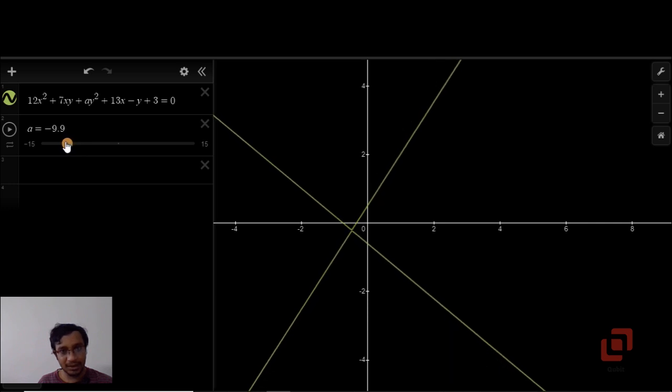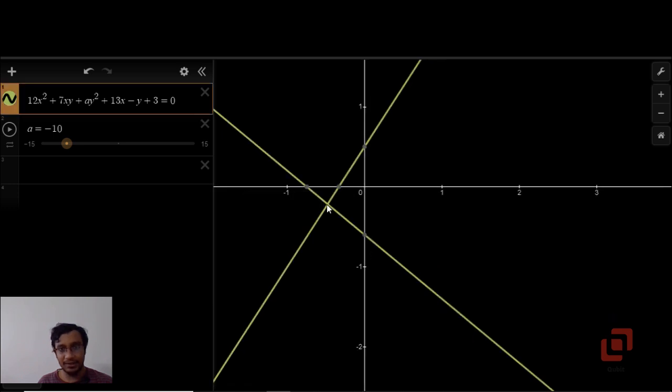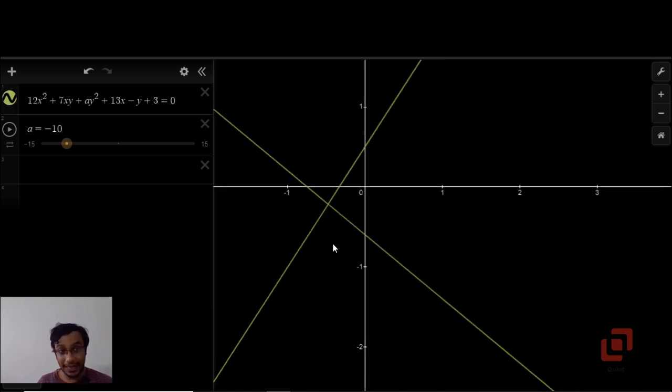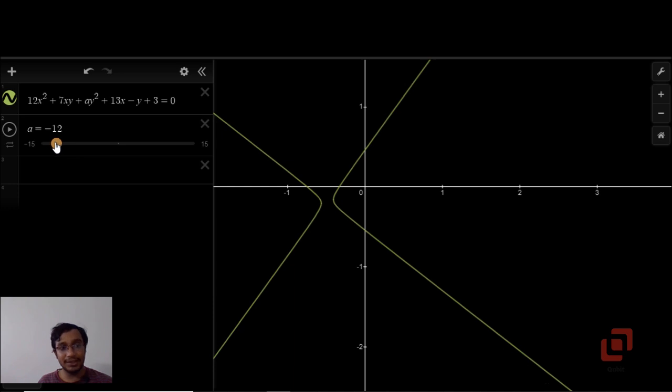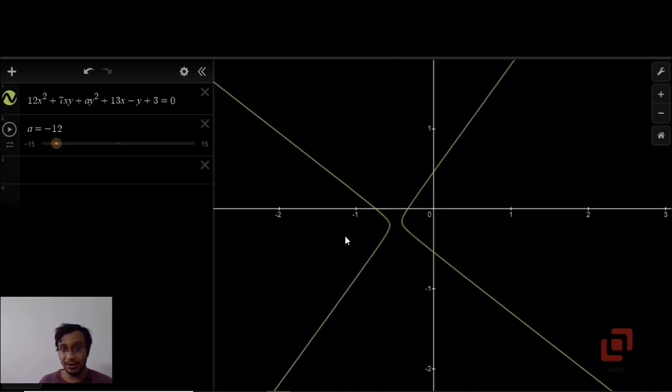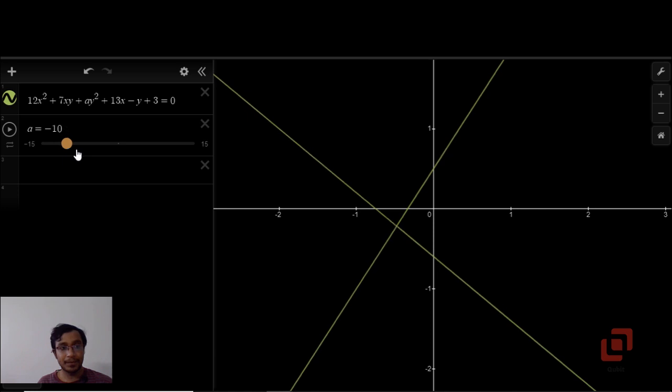See, now something interesting happens at minus 10. At minus 10 the lines actually intersect each other. It actually represents a pair of straight lines, and if we take a as minus 12, then it's not representing a pair of straight lines. It is representing again a hyperbola. So my observation was right, that for no value of a except minus 10 does the equation represent a pair of straight lines. Forget about perpendicular lines.